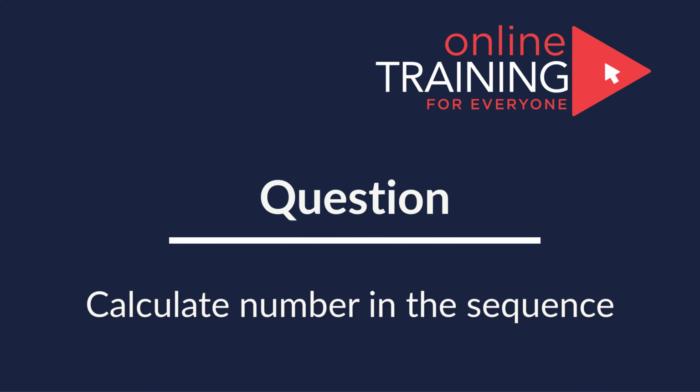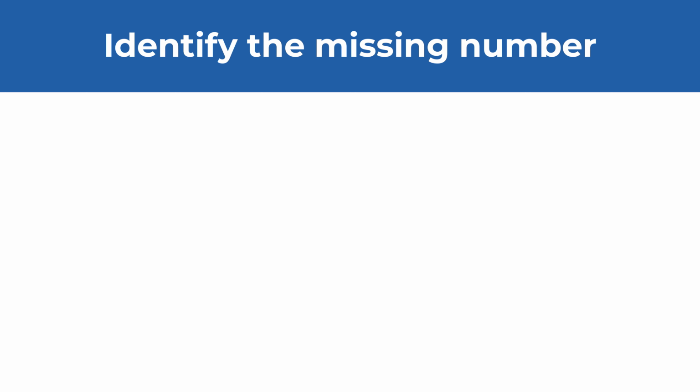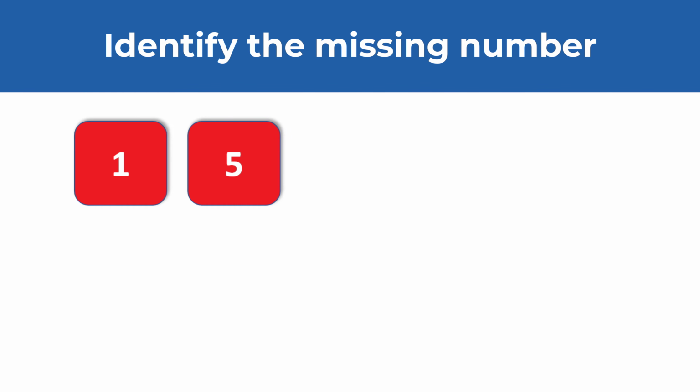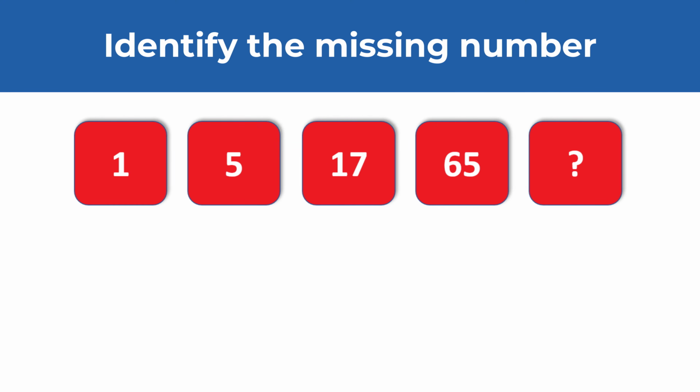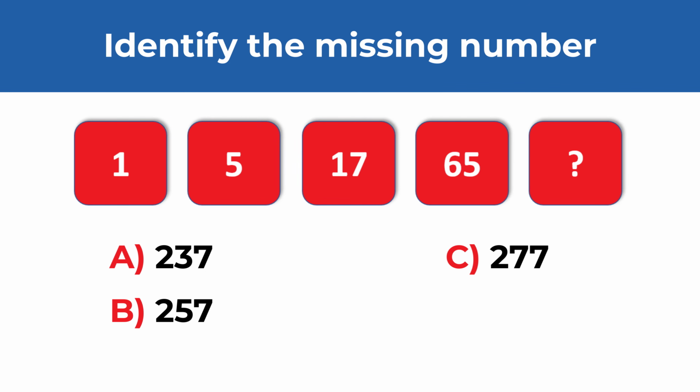Here's a question from the real test, where you are presented with a sequence of numbers and you need to identify the missing number. The numbers you see are 1, 5, 17, 65, and then comes the missing number. And you have 4 different choices for the missing number. Choice A, 237. Choice B, 257. Choice C, 277. And then choice D, 297.